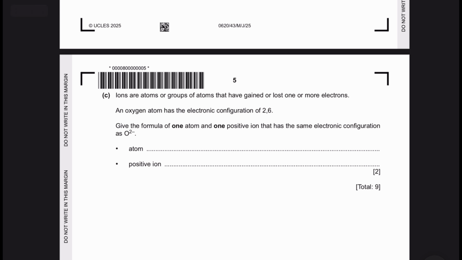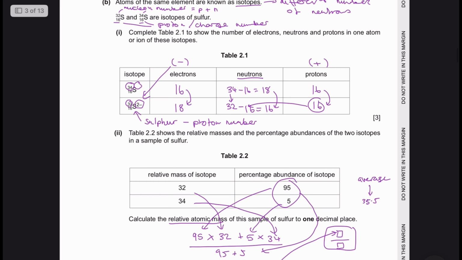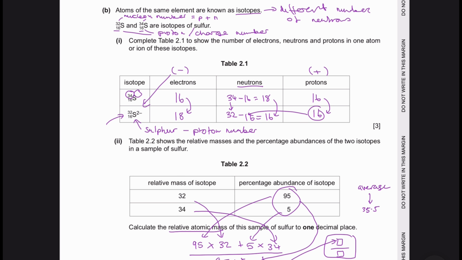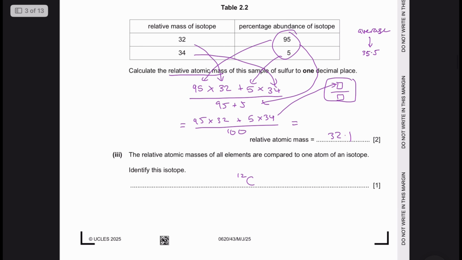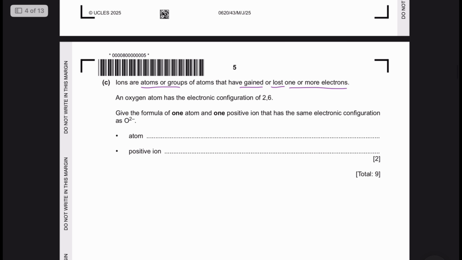Ions are atoms or groups of atoms that have gained or lost 1 or more electrons, kind of like that sulfur above with that 2 minus. Sulfur is an ion because it gained 2 extra electrons and it has that charge of a 2 minus. Okay, so then they've told us an oxygen atom. So we're talking about an atom, it's not charged.